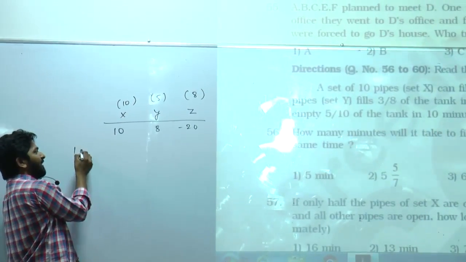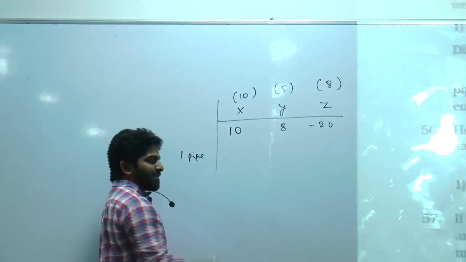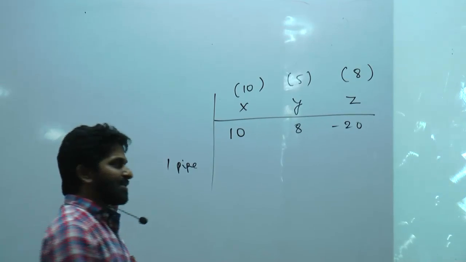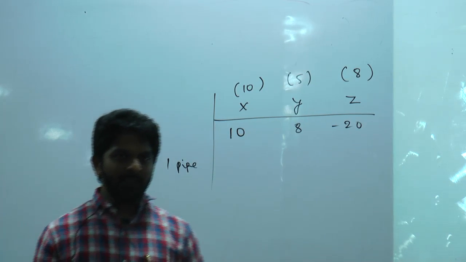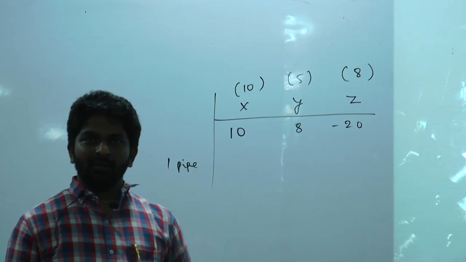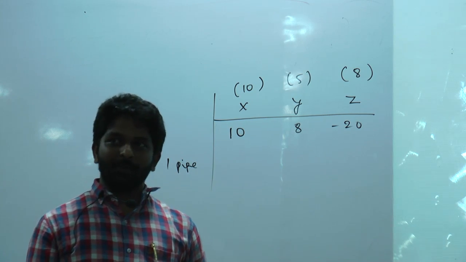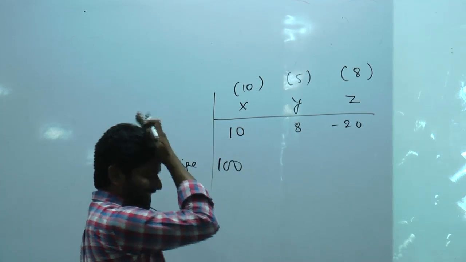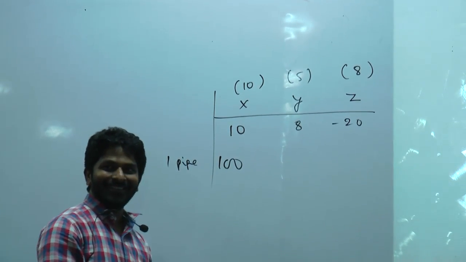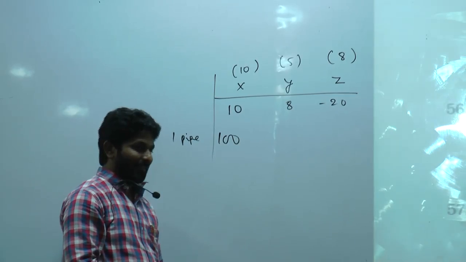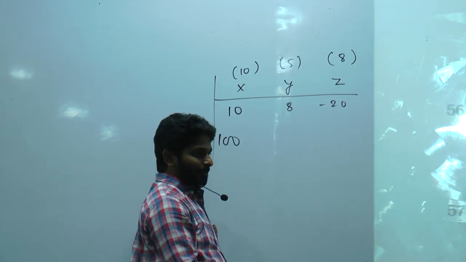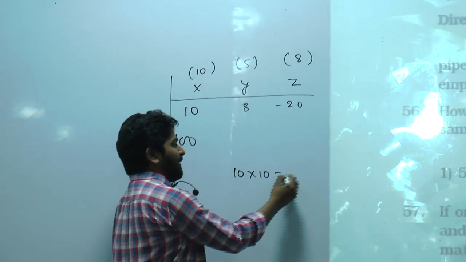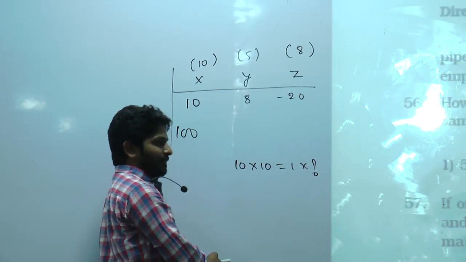Now, if it is about one pipe, let me discuss. 10 pipes take 10 minutes to fill the tank. Then one pipe takes? 1 minute. Wait, 10 pipes 10 minutes, so one pipe 100 minutes. Next, come on. It's M1, D1, M2, D2. 10 pipes, 10 minutes. One pipe, how much time? Right?